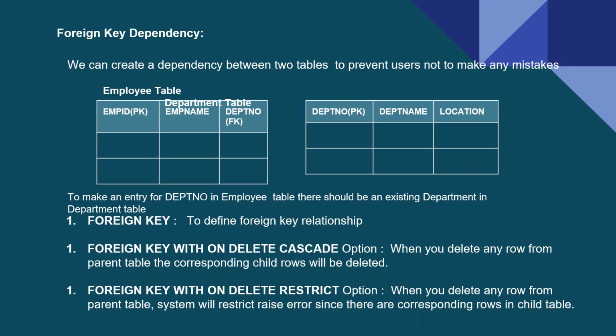So it ensures that the corresponding child rows of the foreign key table get deleted automatically whenever the parent row of the parent table is deleted. Now on delete restrict. If you just define a foreign key without any option, by default it will be the on delete restrict option. What is on delete restrict? It is opposite to delete cascade. When you delete any row from the parent table, the system will restrict and raise an error that there is already a corresponding entry in a child, so you cannot delete that. This is opposite to delete cascade.